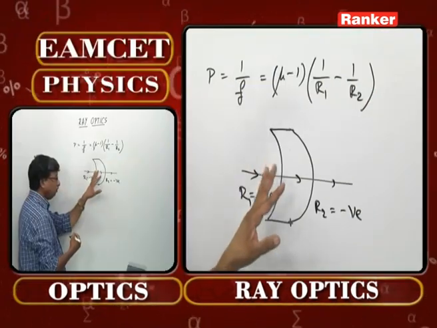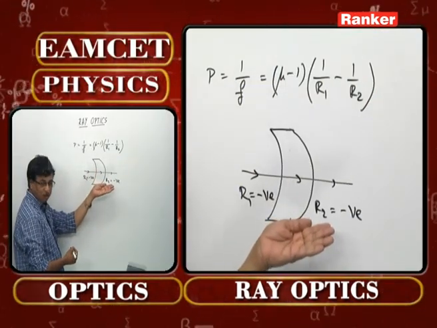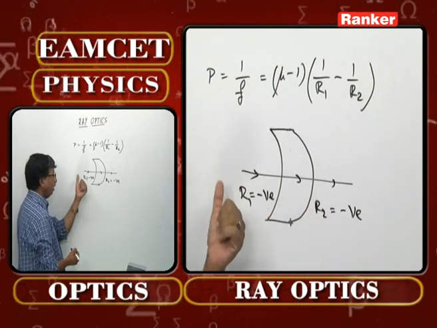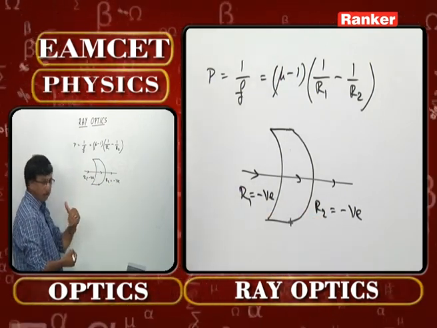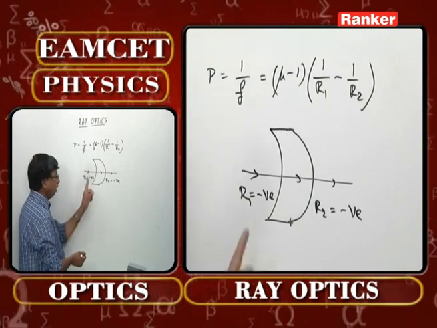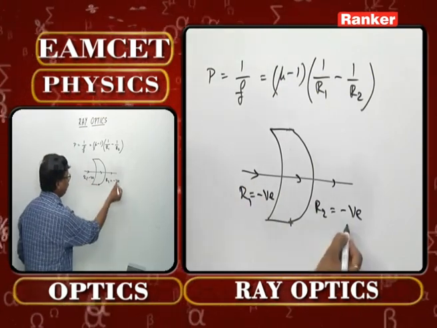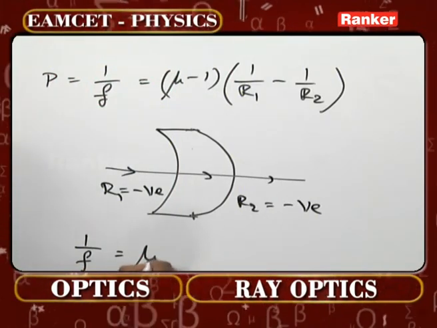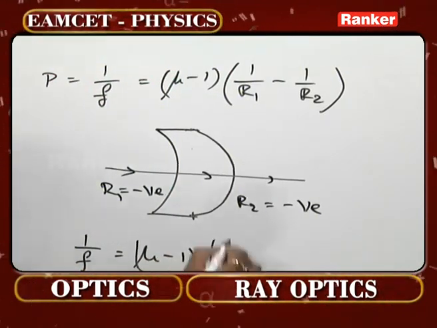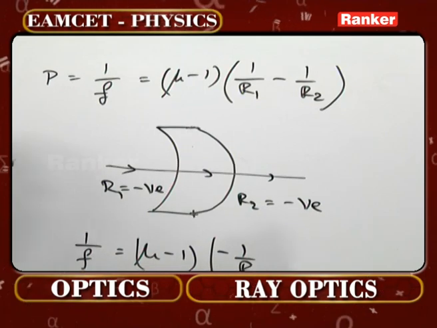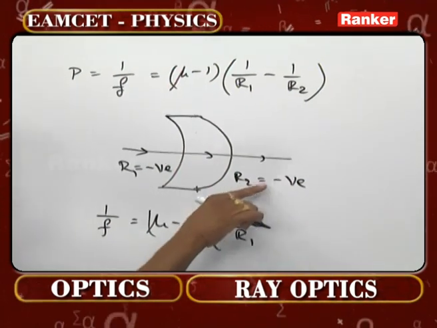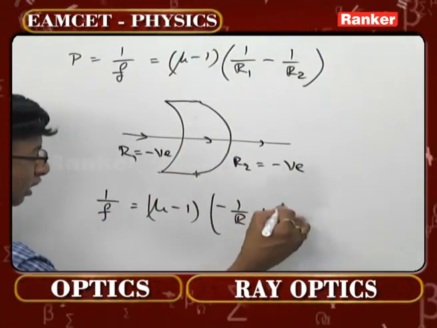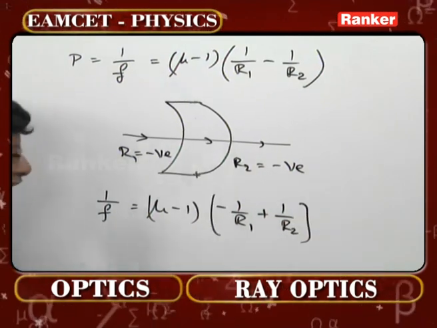If you are looking at the convex side, take the radius of curvature as positive, and if you are looking at the concave side, take that radius of curvature as negative. Now, substitute these two values here first of all. Then 1 by f is equal to mu minus 1 into minus 1 by R1. Fine. This minus of minus now becomes plus 1 by R2.